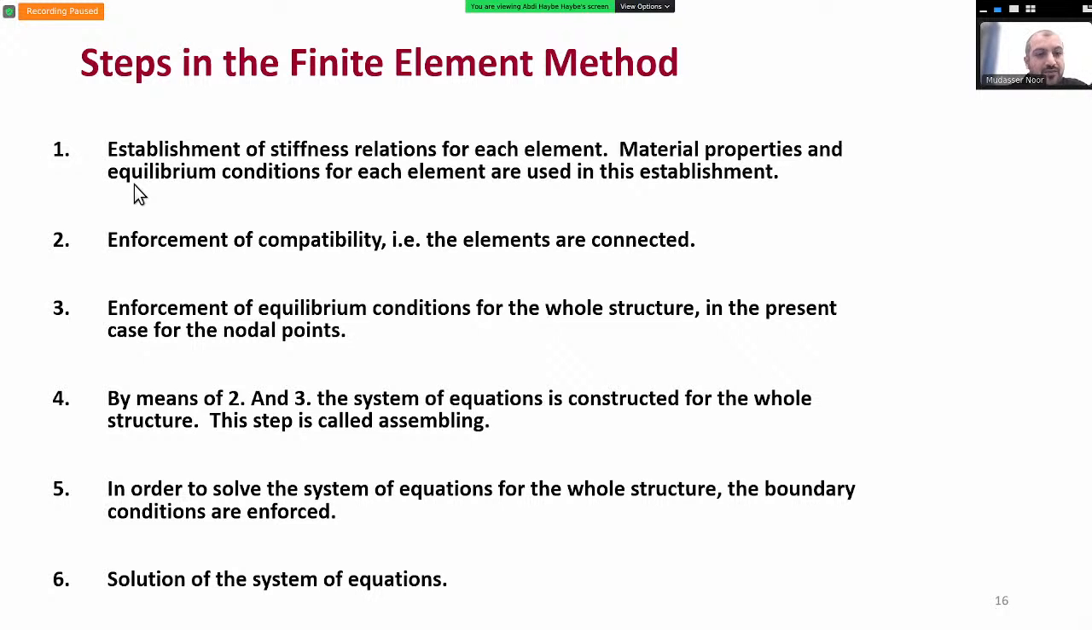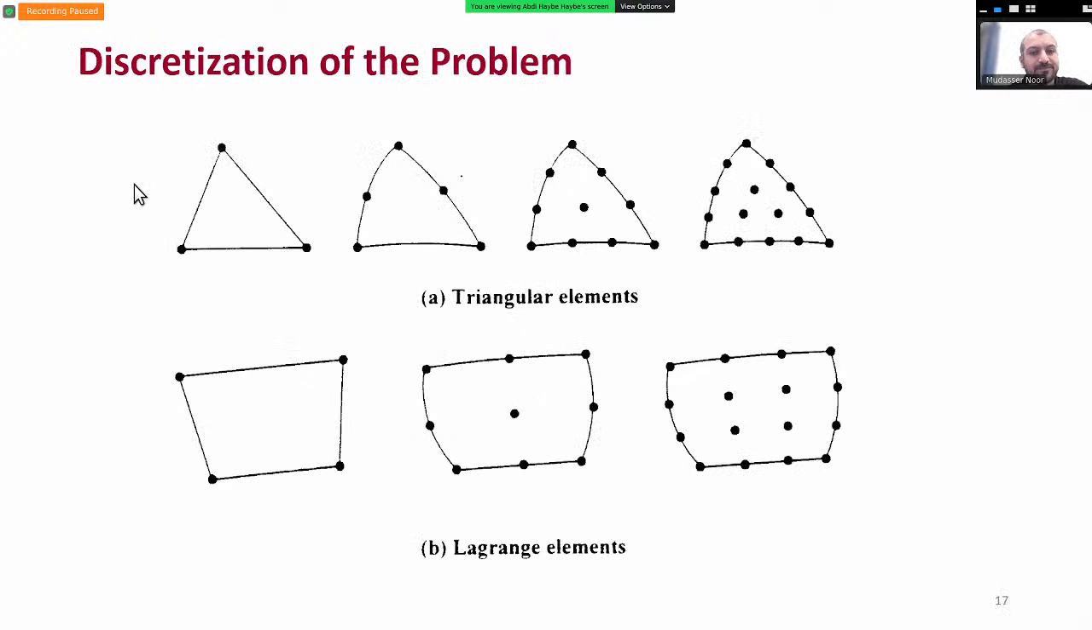Once you have the equilibrium, you have to enforce the equilibrium conditions on the entire structure, and in the present case, for the nodal points. Using these two steps, this is known as assembling. Once you have the assembling done, you enforce the boundary conditions, and you solve for the system of equations. Next slide.